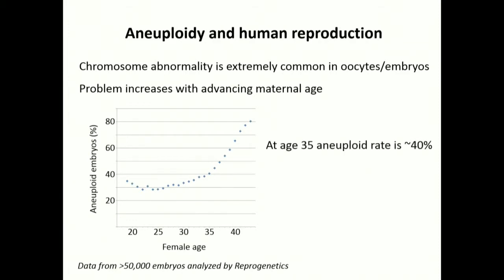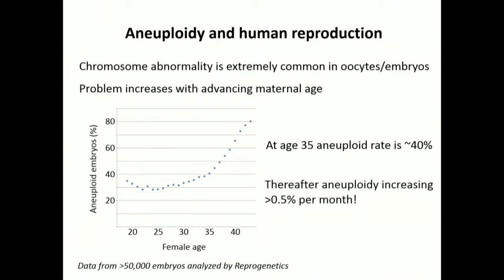And in fact, beyond the age of 35, the aneuploidy rate is increasing by about 0.5% per month. So really every month can be important, especially for these older patients. Now these aneuploidies are almost invariably lethal to the embryo.